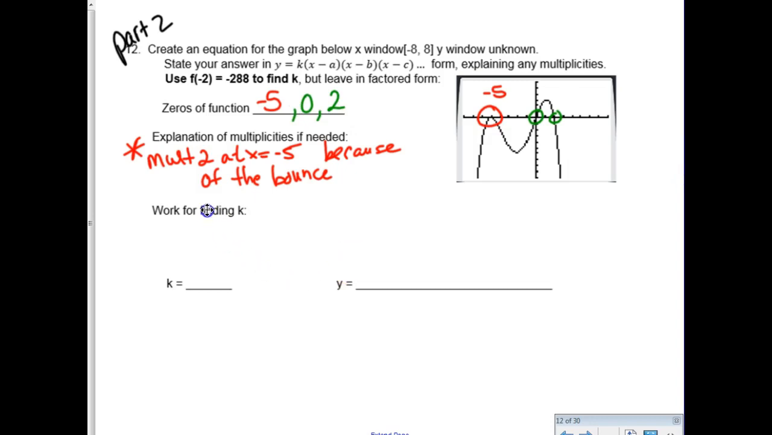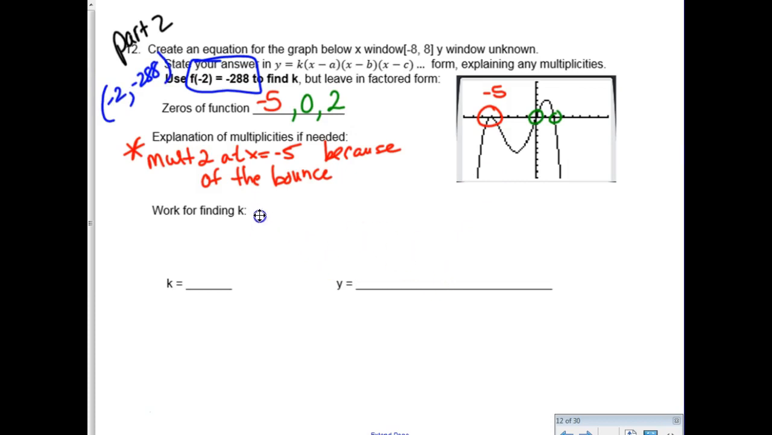So when it says work for finding k, they do give you another ordered pair somewhere up here. It says right here, when x equals negative 2, y equals negative 288. Ordered pairs work as well, if you like that notation better.